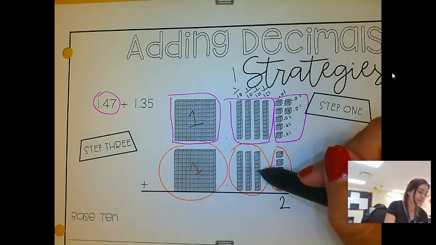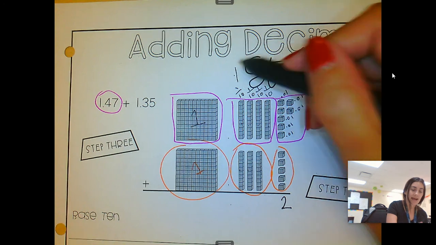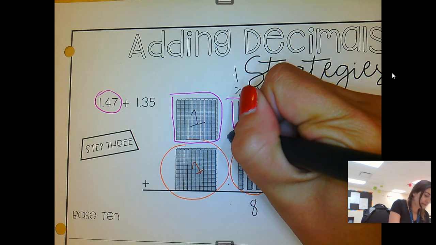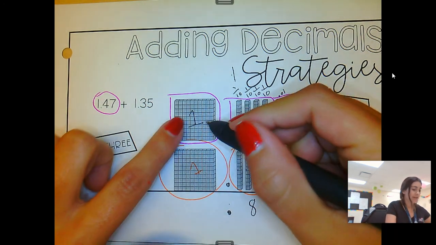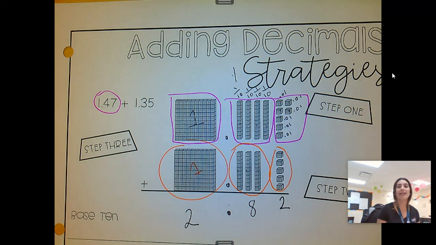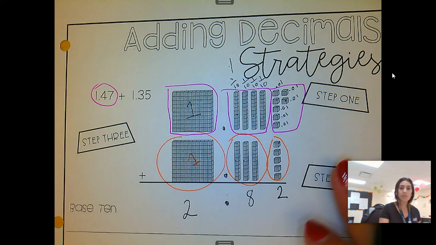So we're going to count 1, 2, 3, 4, 5, 6, 7. And don't forget the one that we added. So that would be 8. We have a decimal here. I don't know if you can see a decimal. And then 1 and 2. So this answer would be 2 and 82 hundredths. So that was with models.